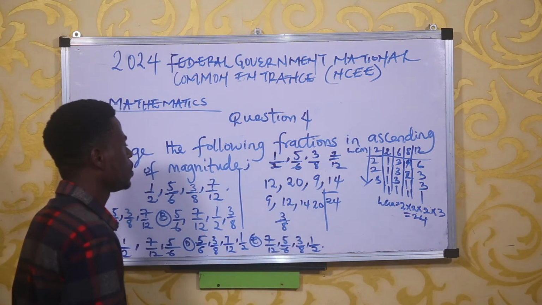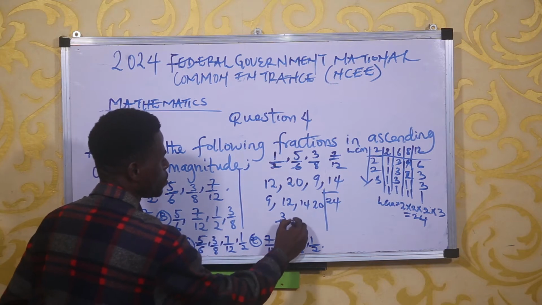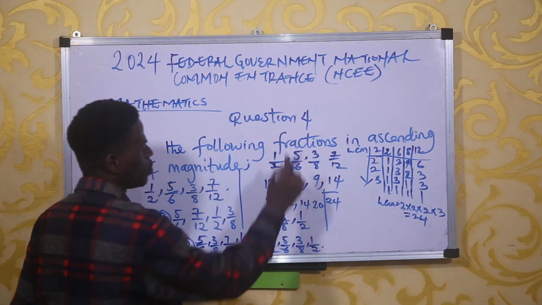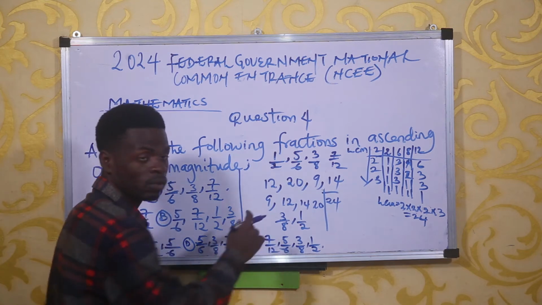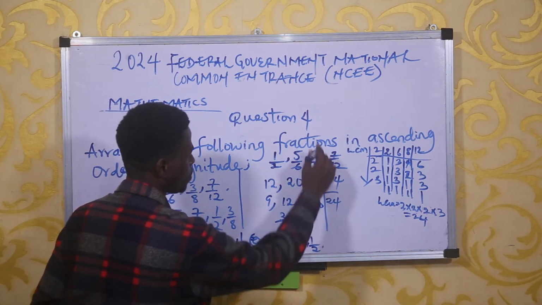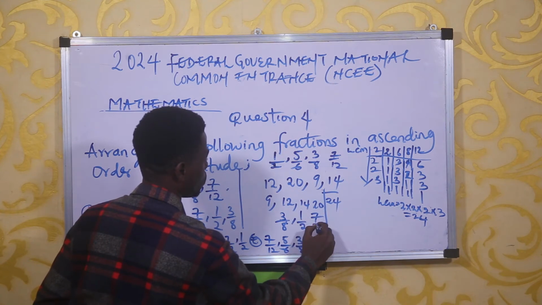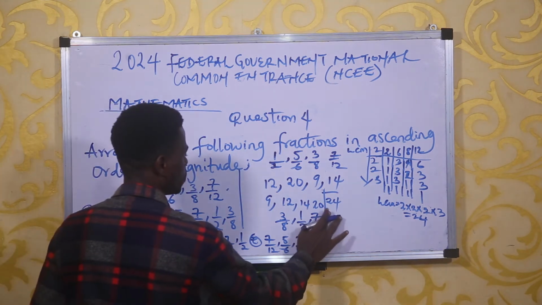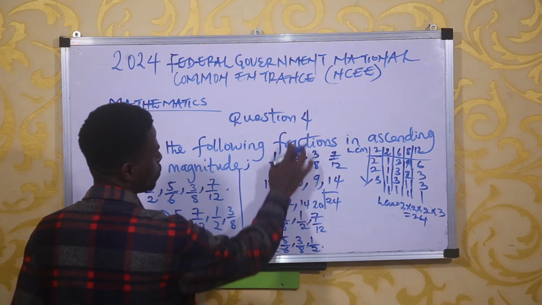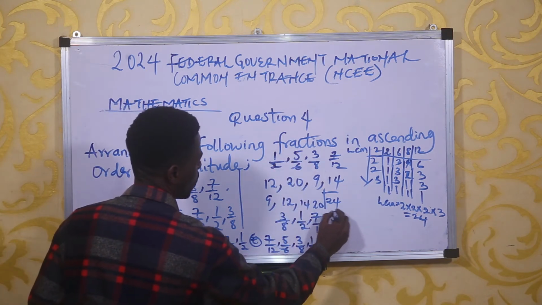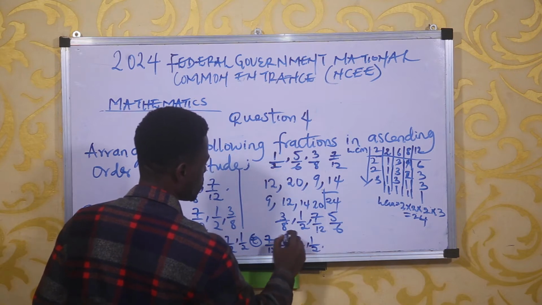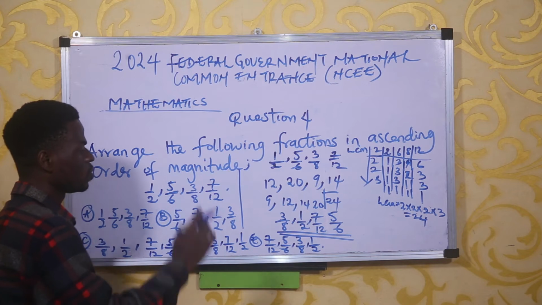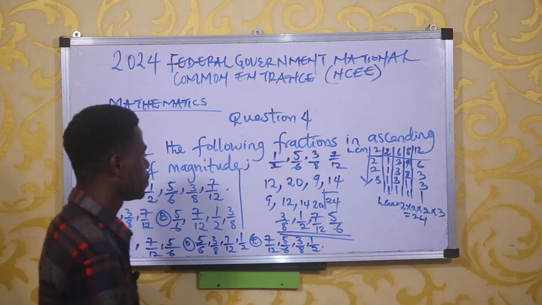Followed by 12, which is 1 over 2. Followed by the next one, 14, which is 7 over 12. Then the last one is 20, which is 5 over 6. So definitely this is the answer. We start from 3 over 8, 1 over 2, 7 over 12, and 5 over 6.